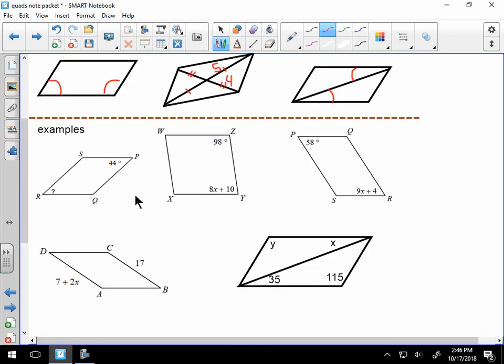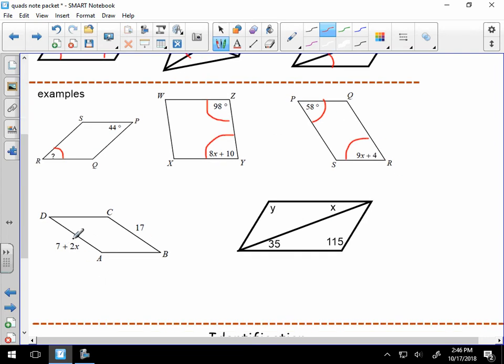Alright, so applying some math here. This is 44. This is an opposite angle, so this would be 44 as well. Alright, so we have adjacent angles. I want you to see the co-interior angles here. So if we were to solve this, we would add them up and equal 180. Just like this picture right here, but you would just set it up as an equation. 9x plus 4 equals 58. Down here, opposite sides are equal, so you'd set them equal to each other.